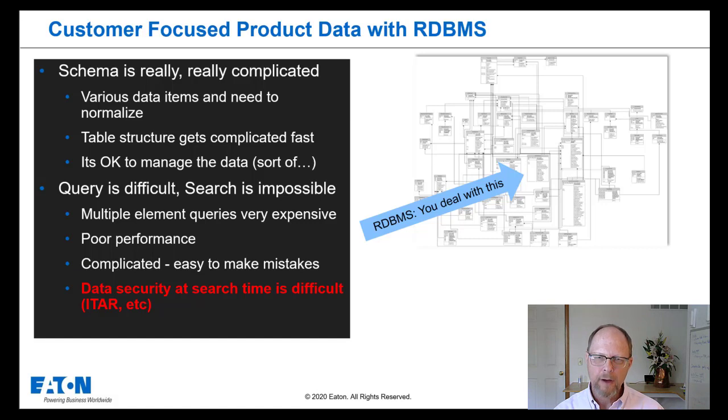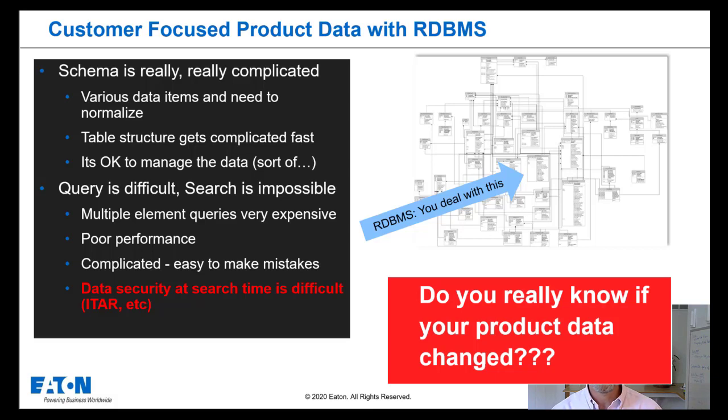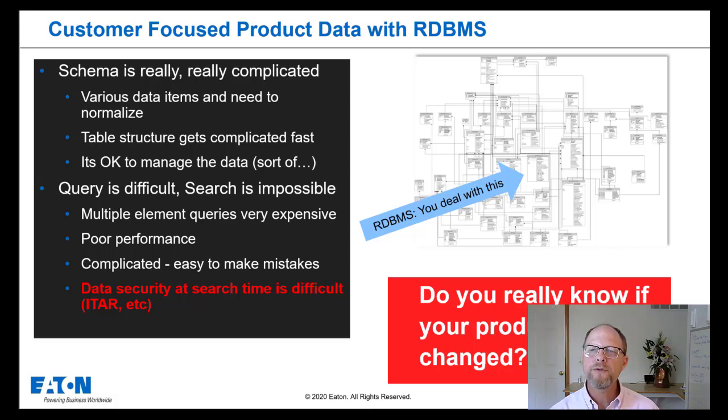And so I'm going to pose a question too. This is one that we've faced for quite a while, and that is, in a schema like this, do you really know if your product data has changed? So this whole schema represents potentially one product. There's bits of information from that product in each one of the tables here. How do you know what changed?